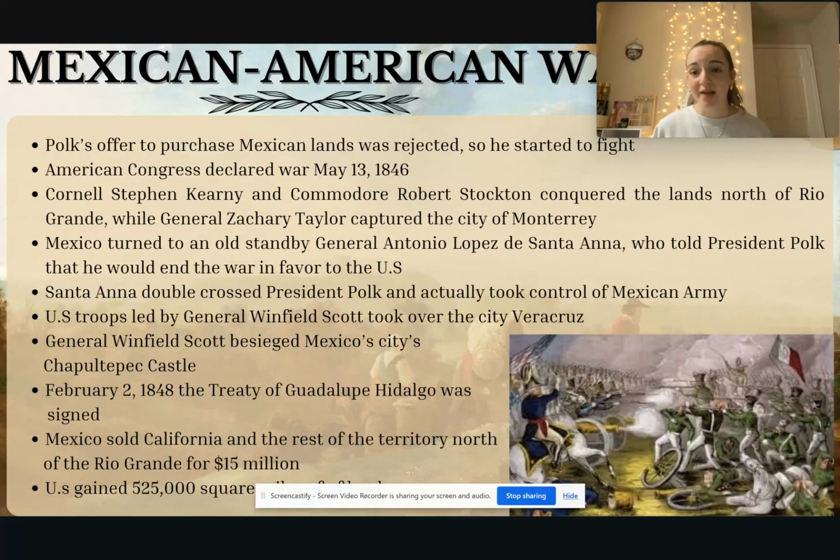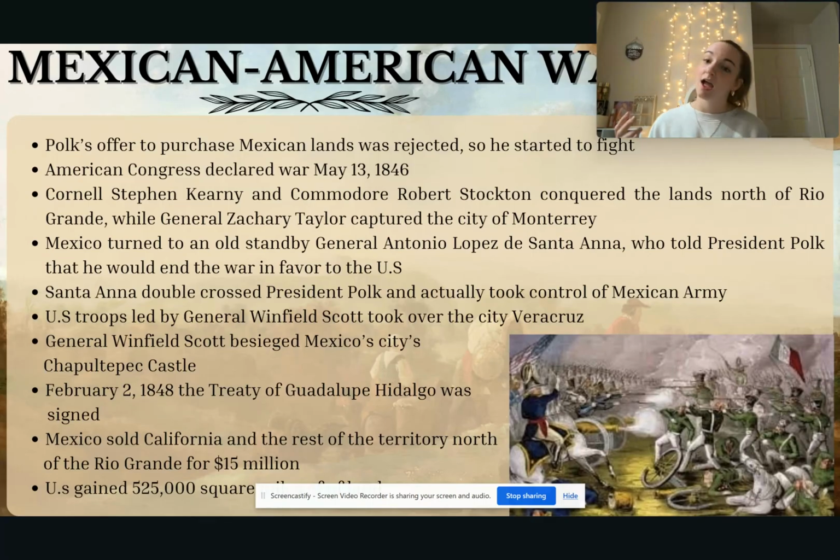Then after that, Mexico realized that they were losing a lot of people, and they turned to this old standby, General Antonio Lopez de Santa Anna, who basically double-crossed America. He told President Polk, he said, "If you allow me to go to Mexico, I will end this war in terms favorable to the U.S."